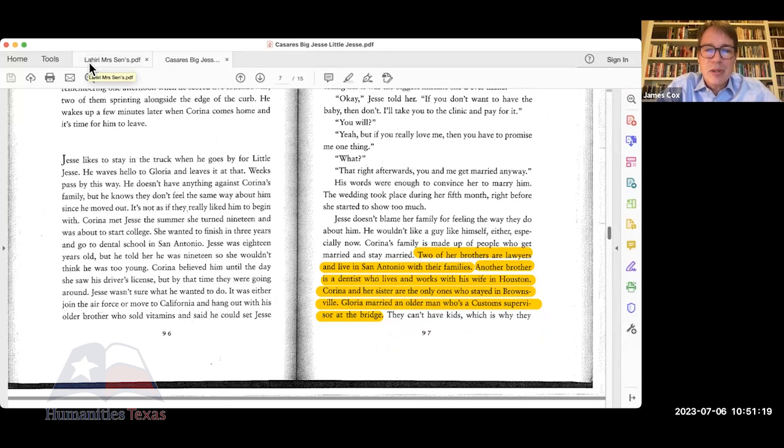Another brother is a dentist who lives and works with his wife in Houston. Corina and her sister are the only ones who stayed in Brownsville. Gloria married an older man who's a customs supervisor at the bridge. So Oscar here is evoking a pretty specific place. Of course, there are other border towns with bridges too, right? But he tells us this is Brownsville.